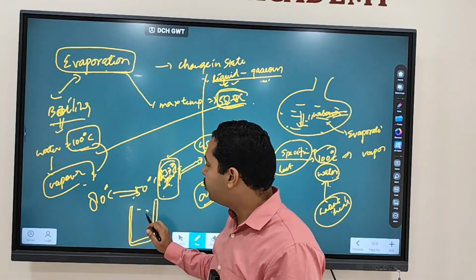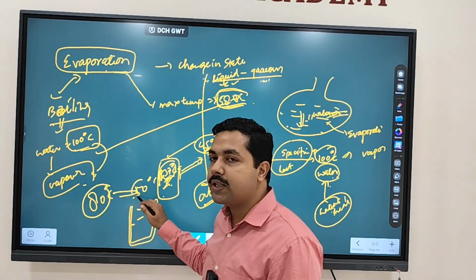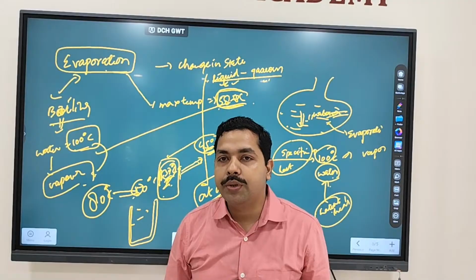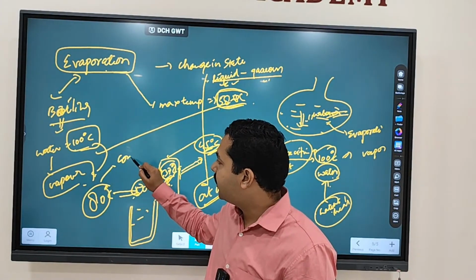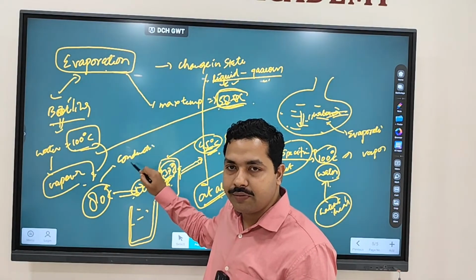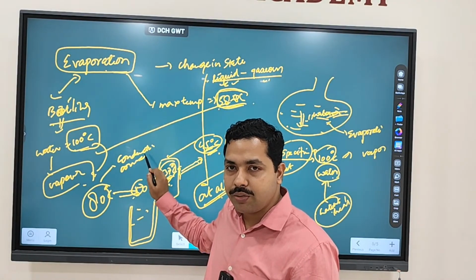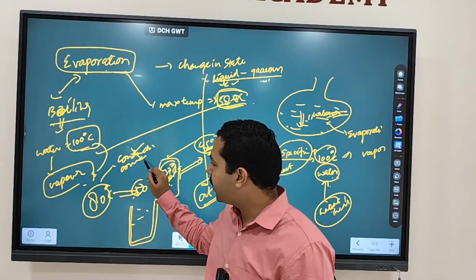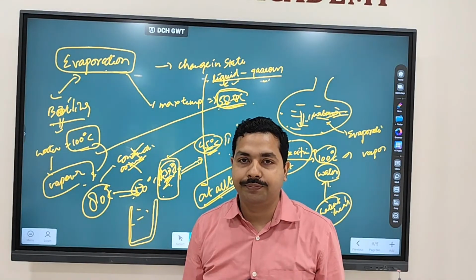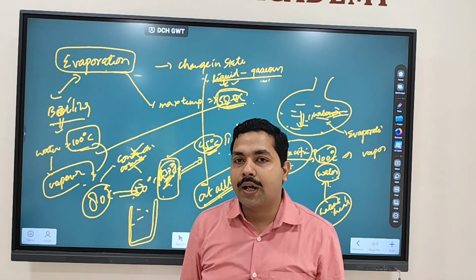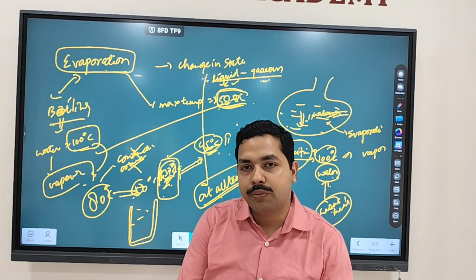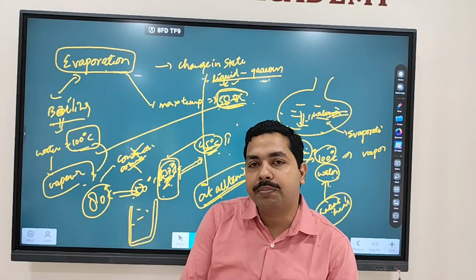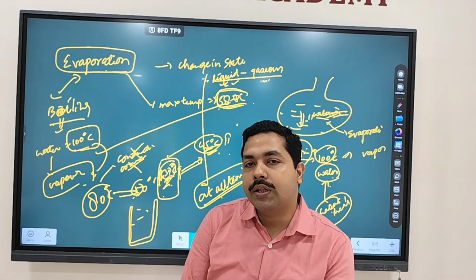How does heat transfer take place? Which processes? We have discussed conduction, convection, and radiation. These are the processes by which heat transfer takes place. If you minimize these processes, what will happen? If no conduction happens, no convection happens, heat transfer will be minimized. When heat transfer is minimized, the things will remain warm.